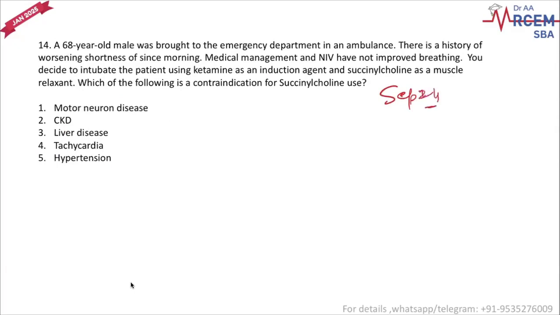A 68 years old was brought to the ED in an ambulance. There is a history of worsening shortness of breath since morning. Medical management and NIV has not improved the breathing. You decide to intubate the patient using ketamine as an induction drug and succinylcholine as a muscle relaxant. Which one of the following is a contraindication for succinylcholine? Contraindication for succinylcholine, motor neuron disorders. Not tachycardia; bradycardia is a contraindication. Motor neuron diseases, you shouldn't give it.